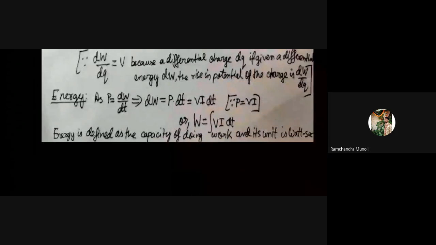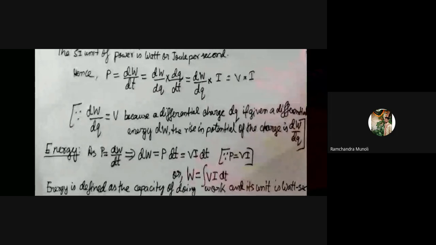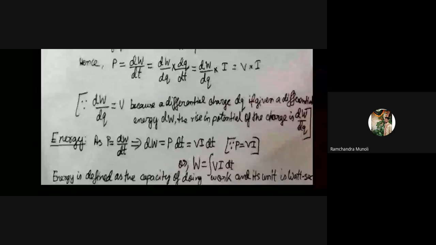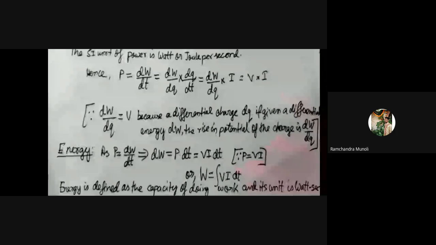Now moving on to the expression of energy. Energy is again given by, if we have the power as P equals dW by dt, then if we integrate that work or that energy, we get W equals integration of VI into dt. Everyone please write the expressions. Just the expressions.